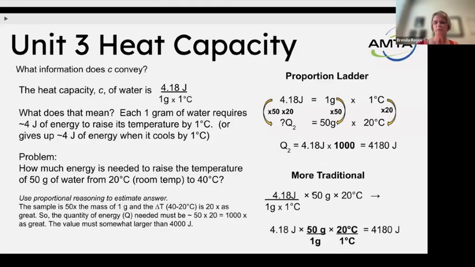More traditionally, we can see it written out according to the equation, but we still need to recognize that we are comparing 50 grams to 1 gram and 20 degrees Celsius to 1 degree Celsius to get the two proportional multipliers in order to get the answer.